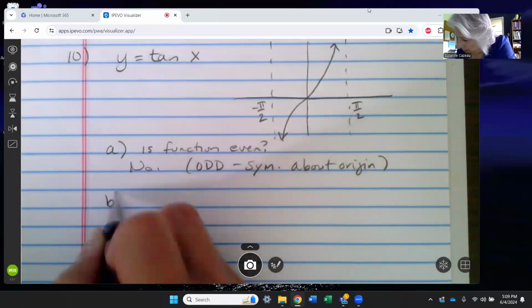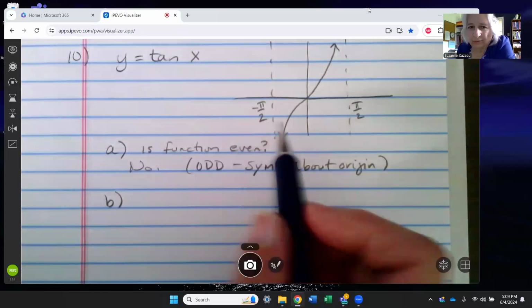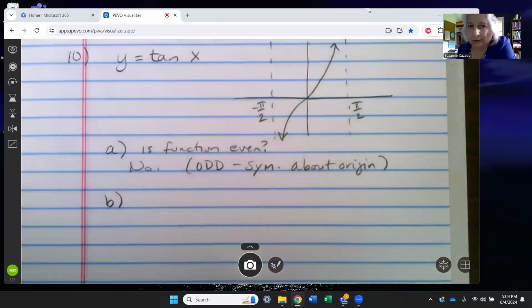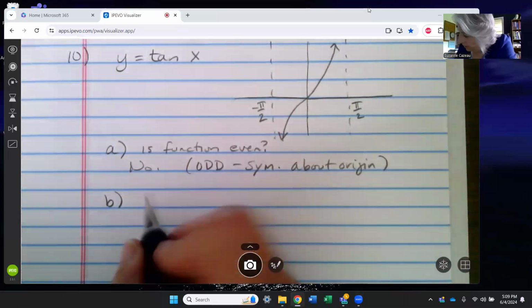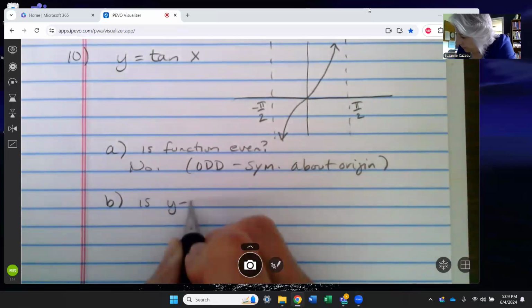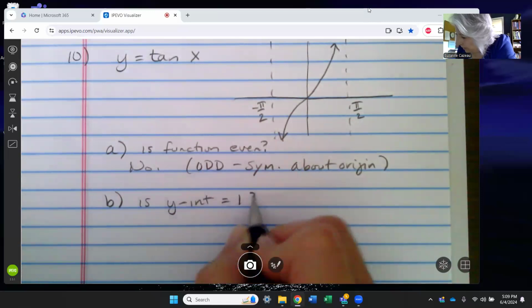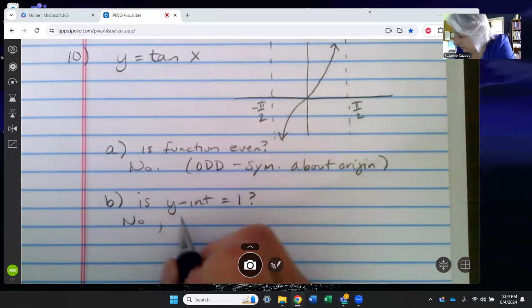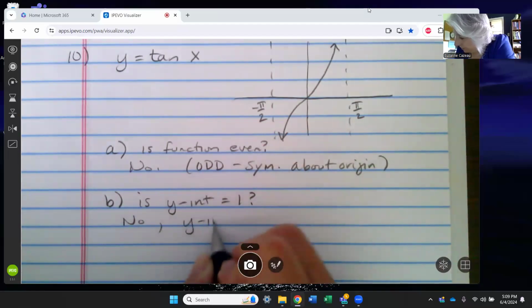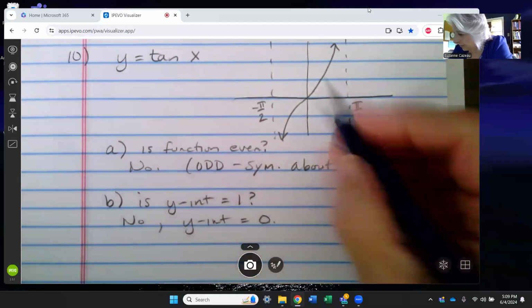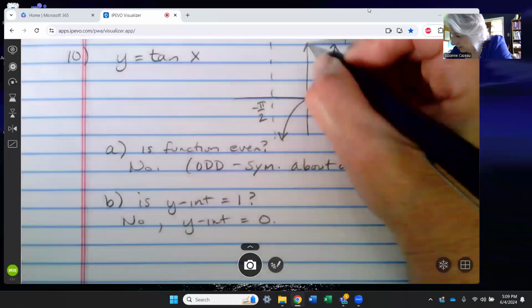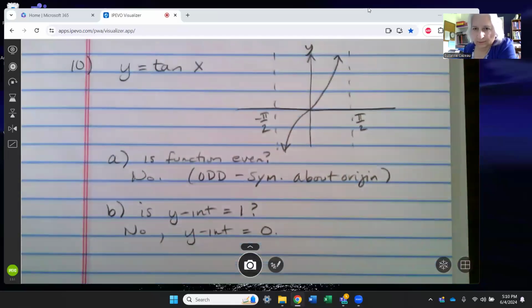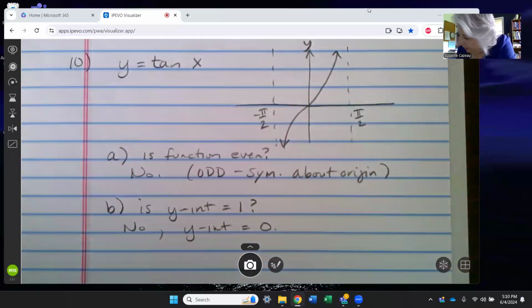Part B, once you have the graph, you can pretty much look at the graph and answer these questions. Part B, it says, is the y-intercept equal to 1? And the answer is no, because it's going through the origin. Right there. This is the y-axis. Oh, okay. Part C.